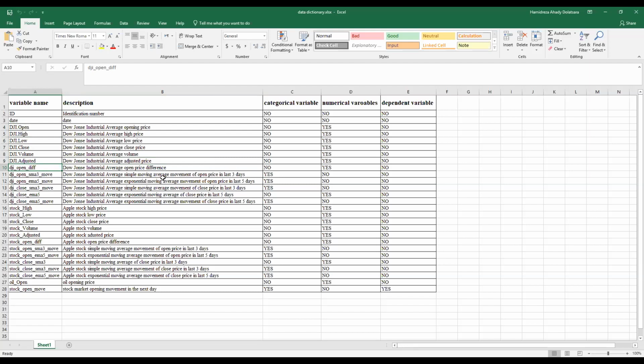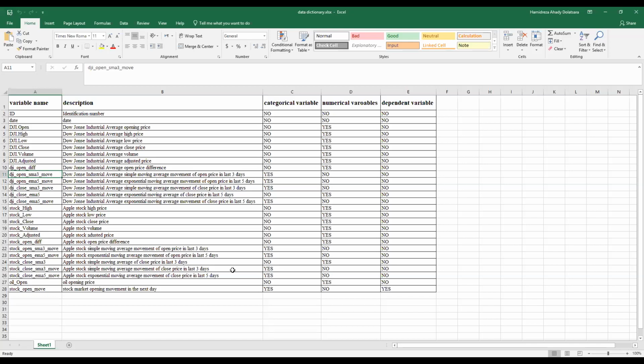So there are two open prices. We just take the differences of them and you see the differences. Again, the next one is DJI Open SMA3 move. DJI means Dow Jones Industrial Average, Open means open price. SMA stands for simple moving average. 3 is for 3 days, and move.